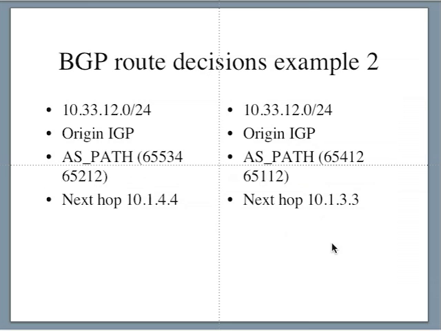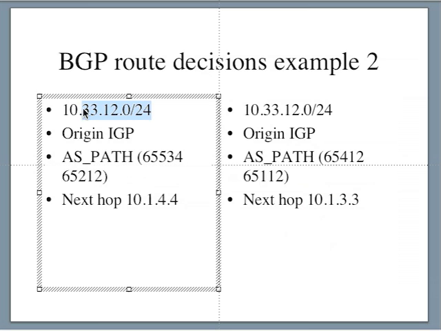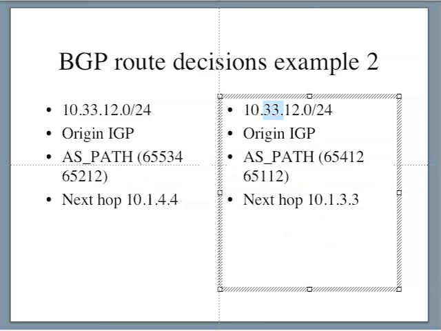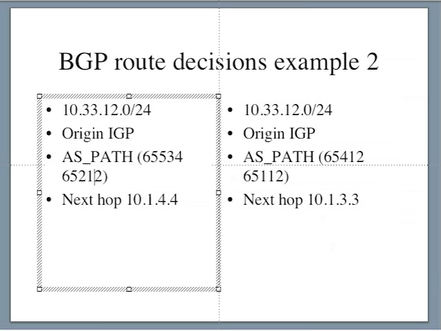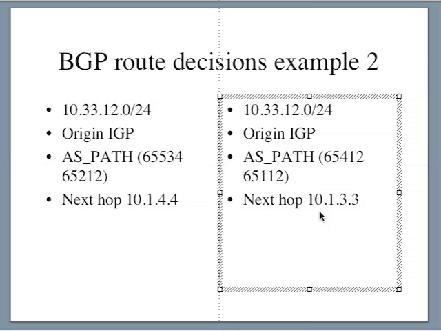Next example. Here are the mandatory attributes again. Similar to the last problem, the /24 is the same. Origin is IGP in both cases. The autonomous system path is 2 hops in each case. Which one are you going to prefer? Well, you're going to prefer example number 2 because the next hop IP address is lower, 10.1.3.3.